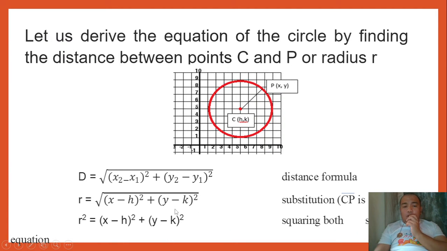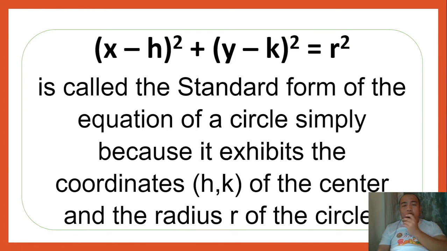So this is now what we call the standard form of a circle. (x minus h) quantity squared plus (y minus k) quantity squared equals r squared is called the standard form of the equation of a circle, simply because it exhibits the coordinates (h, k) of the center and the radius r of the circle.